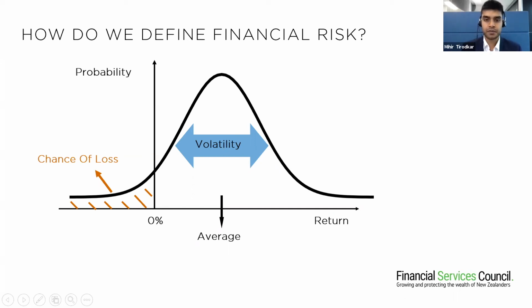Sometimes investors think of risk as the chance of loss. Now, that's the potential for returns to be less than 0%, the orange shaded portion on the left. This completely depends on a number of factors and can be a little bit more difficult to model. The chance of loss, having said that, can still be modeled using various tools, such as a VaR, a value at risk.